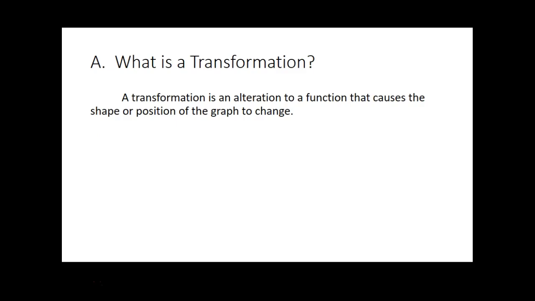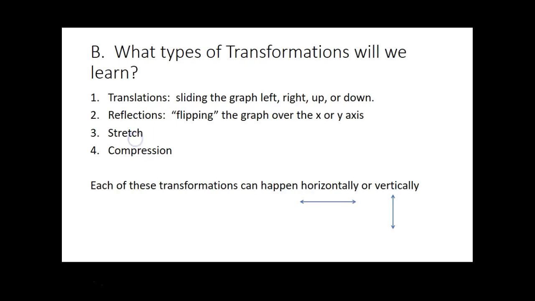A transformation is some kind of a change that you make to a function that causes the position or the shape of the graph to change somehow. And that's what we did on Friday. You guys made a change to the equation, and that caused the shape to move or shrink or something, right? So that's a transformation. Now, there are 4 types of transformations.